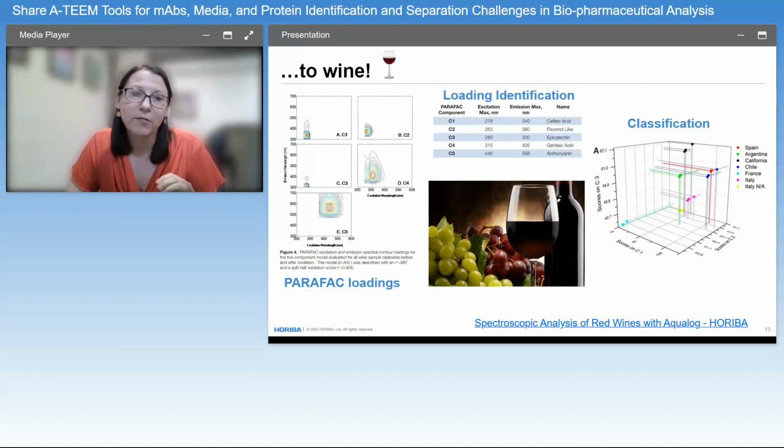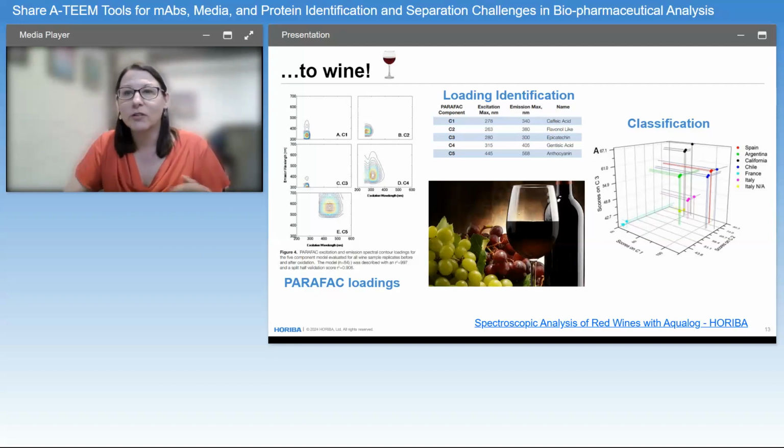And this one used parallel factor analysis, also called PARAFAC, which is a multivariate analysis method to distinguish the 5 different components in a series of wine samples. And this was actually wine samples taken from wines that were manufactured in different countries. And so you can then see that with principal component analysis, you can classify the wines from the A-TEEM data to very, very well group where that wine came from. Okay, and so that comes from the different fluorescent chemicals that are in those wines.